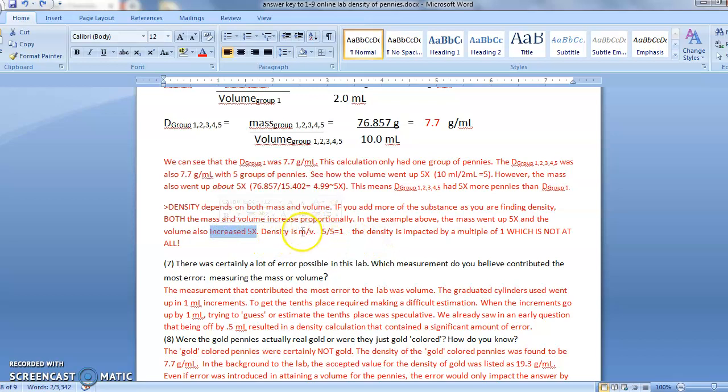The mass increased by 5 times, so that would be 5 times more on top. The volume increased by 5 times, that's 5 times more on the bottom. Factor out the 5 and 5, the density doesn't change at all. The density changes by a factor of 1, which is not a change at all.